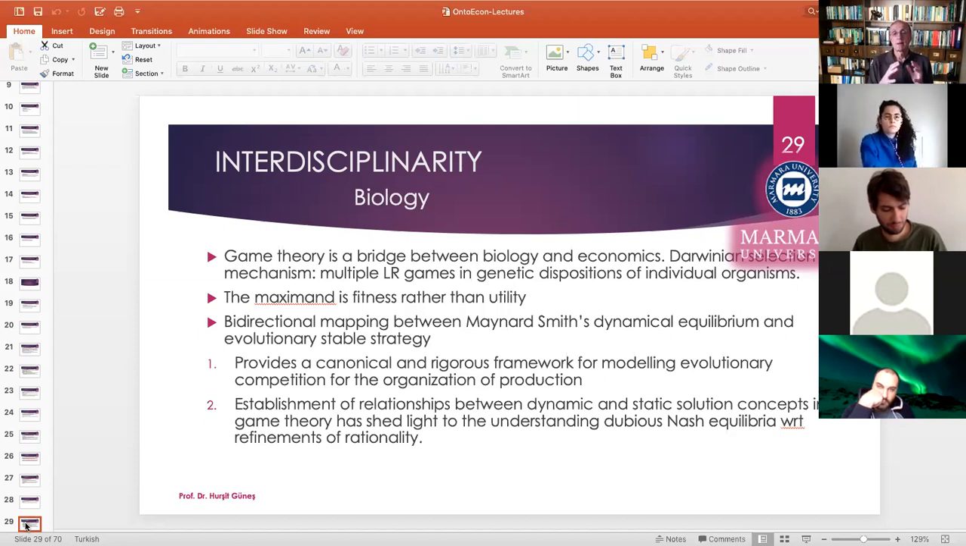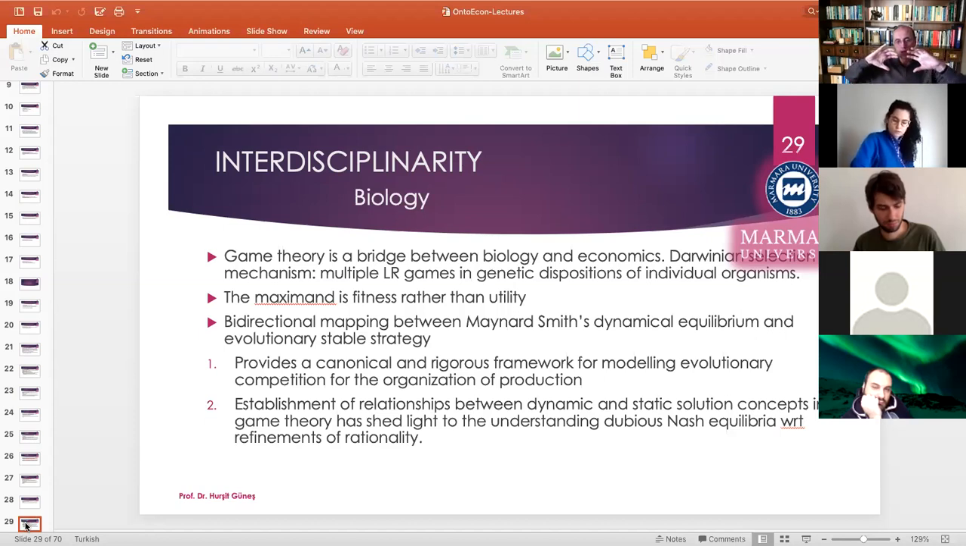Now, Maynard Smith brought into economics a concept called dynamic equilibrium. We're not talking about multiple equilibrium. We're talking about dynamic equilibrium. It's an analytical result. Evolutionary stable strategy is what I try to explain. You have a strategy which evolves to stability.